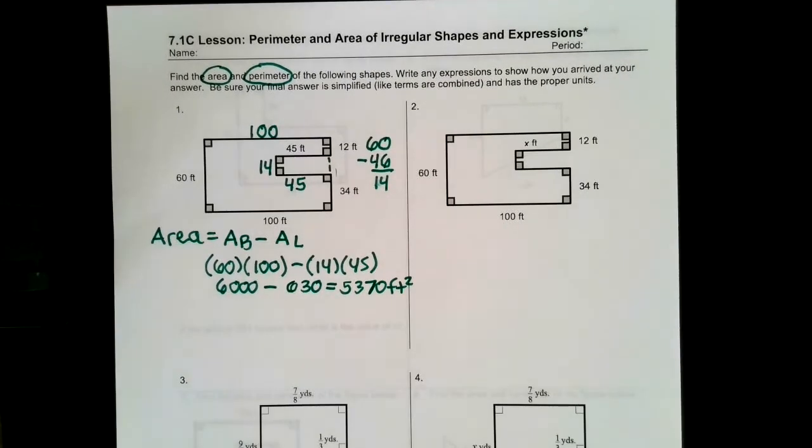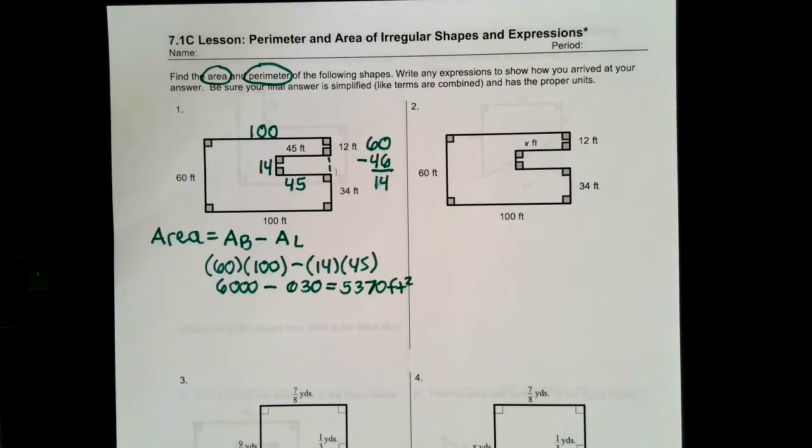This is Mrs. Stengel again, and I'm going to be covering the 7.1c lesson, Perimeter and Area of Irregular Shapes and Expressions. I've already started a little bit on number 1, so I'm going to review that again. I'm getting used to technology. It paused me and I had to restart the video, so I'm going to pick up where I left off.